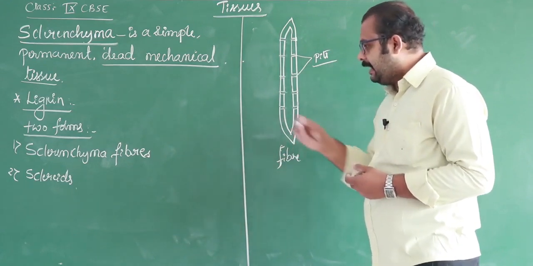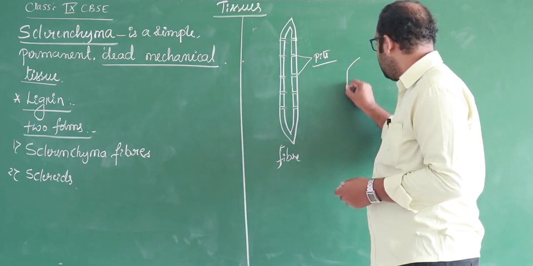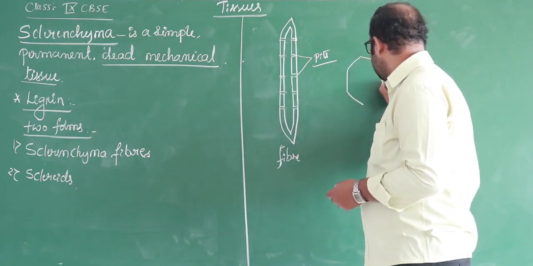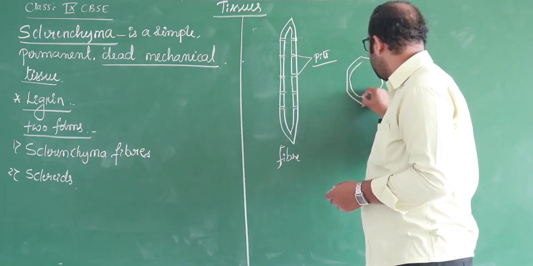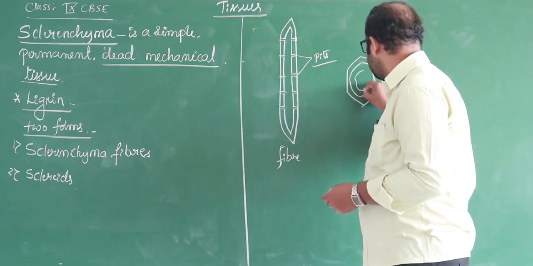Then the second type is sclereid cells. Sclereid cells are irregular shaped cells.